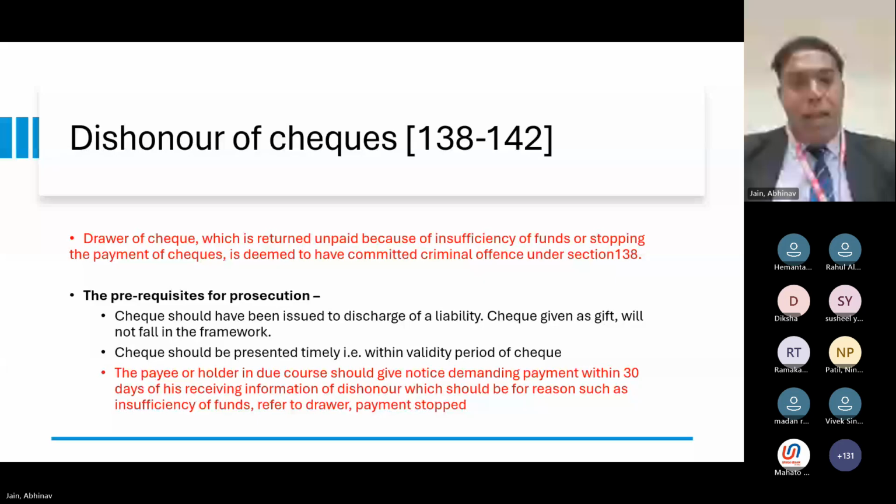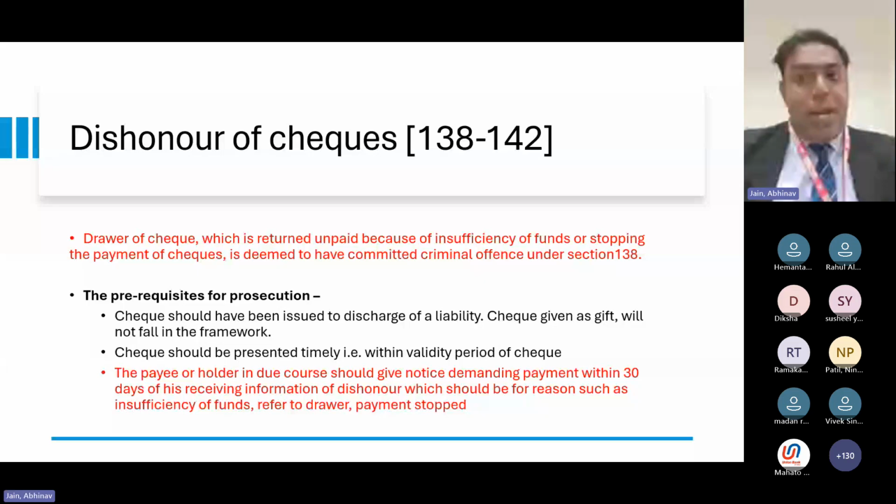I hope the prerequisite, the first condition, is clear. Just put your message in the chat box if it is clear. The notice period of 30 days should be given before going for prosecution, if the check is dishonored for a purpose like insufficient fund, etc.